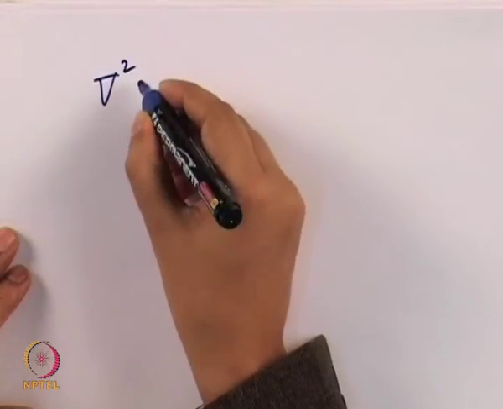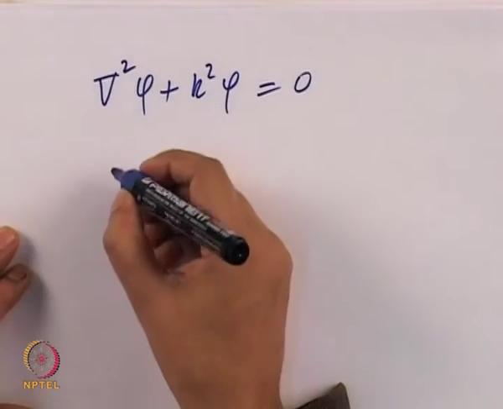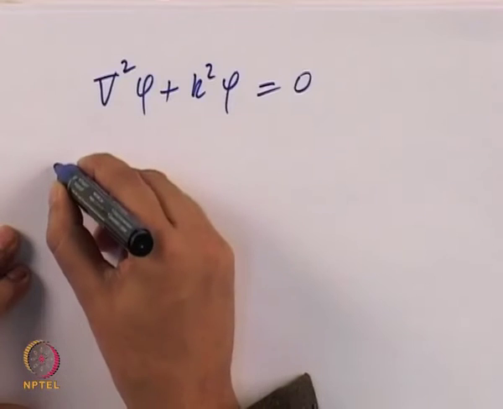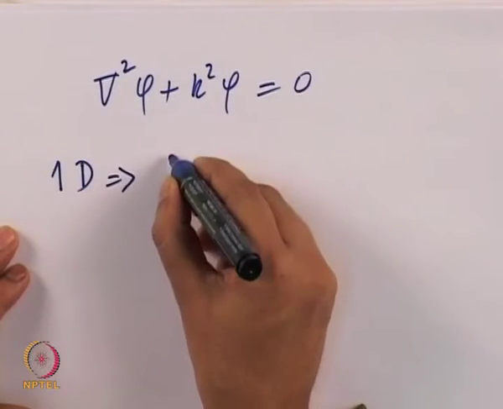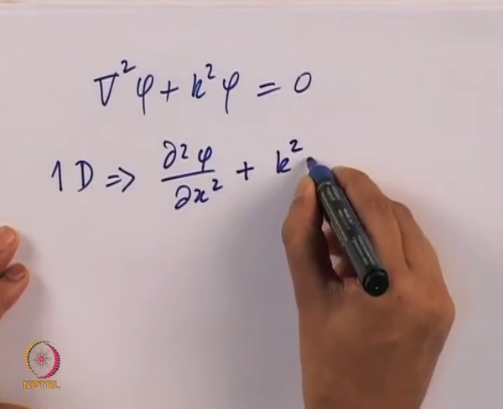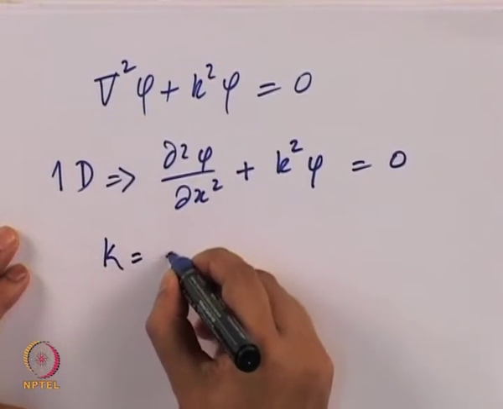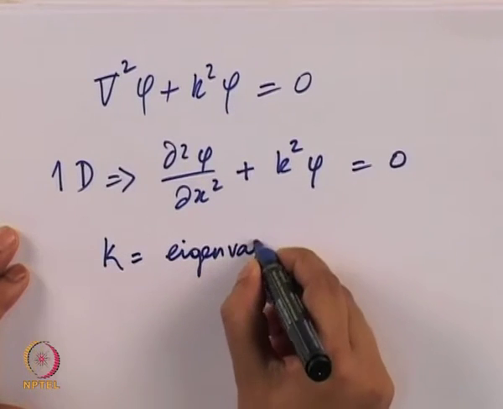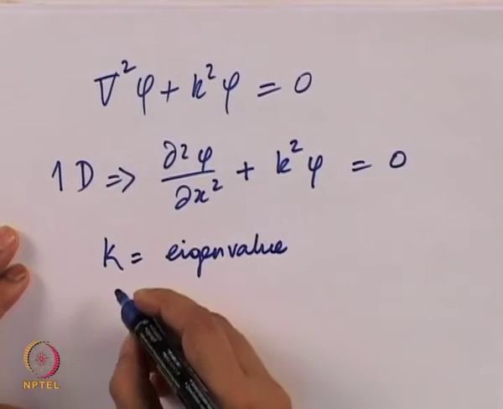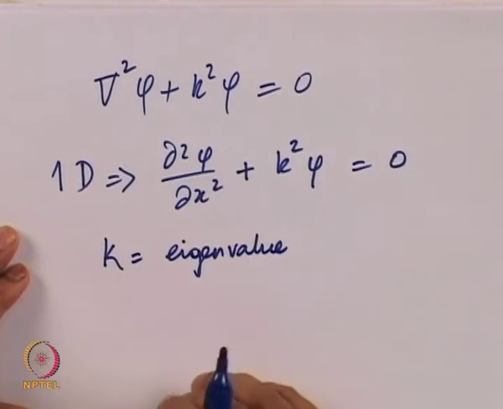So let us look into the basic equation for Helmholtz in one dimension. What we have is del square phi plus k square phi is equal to 0, and in a one-dimensional case we can write it in a simple form. For a 1D case, this will imply d square phi by dx square plus k square phi is equal to 0, and here k is the eigenvalue. We can compute analytically the solution for this particular problem, but our focus will be on the numerical solution.